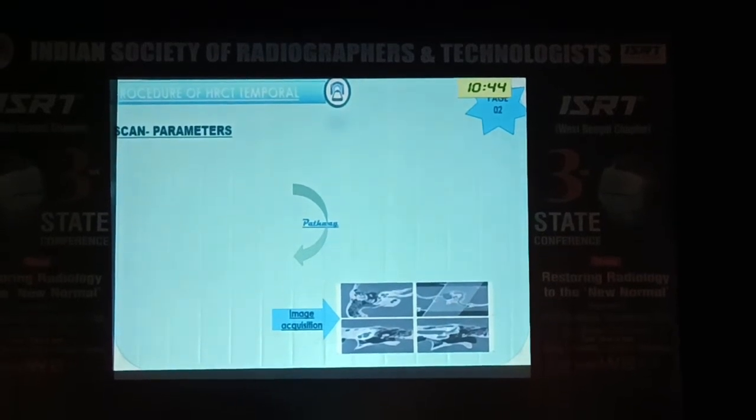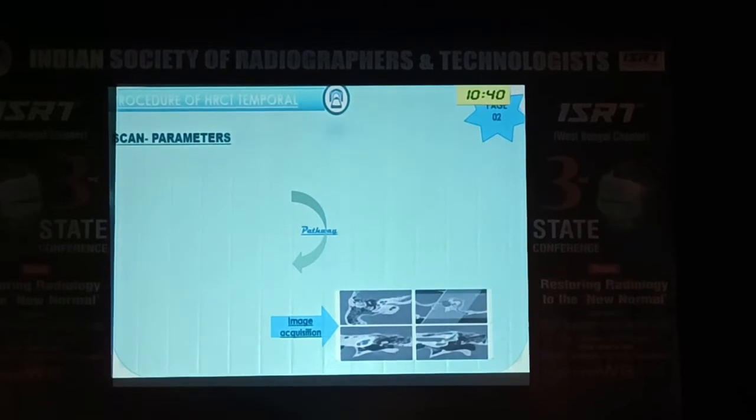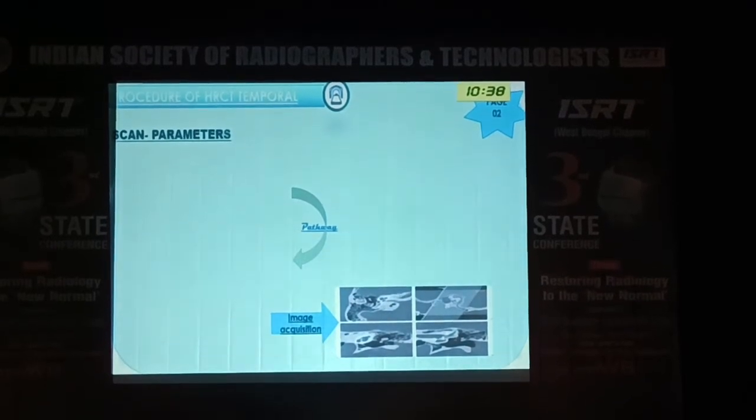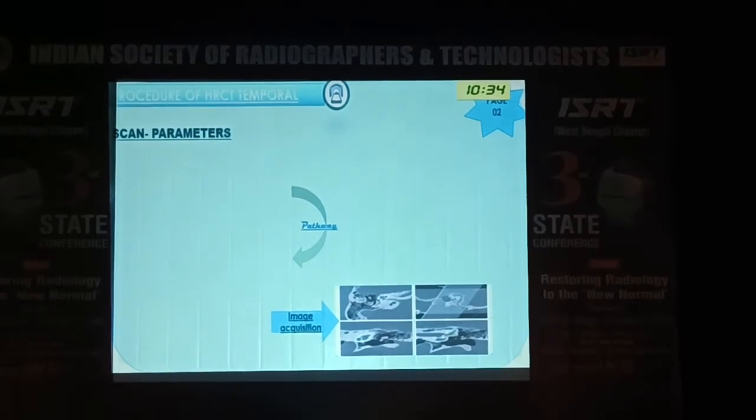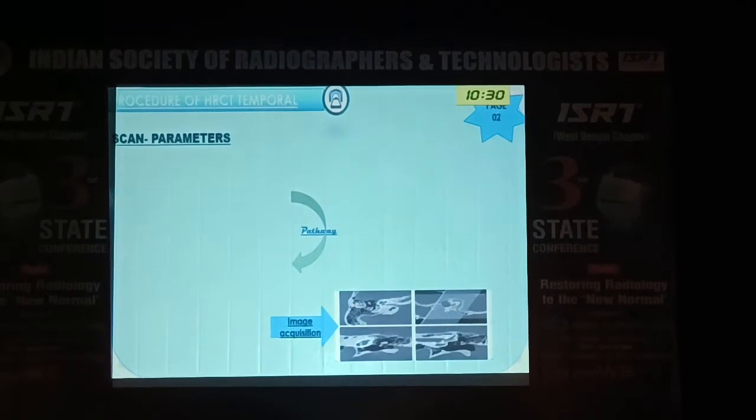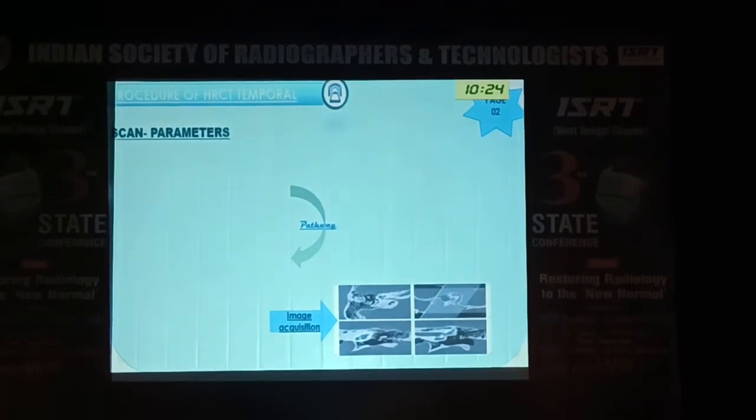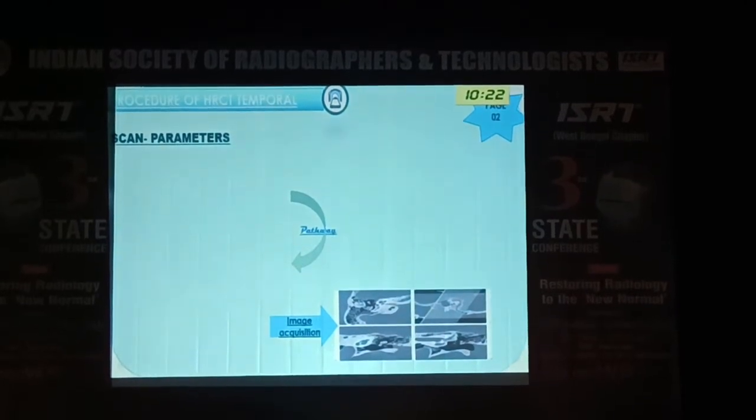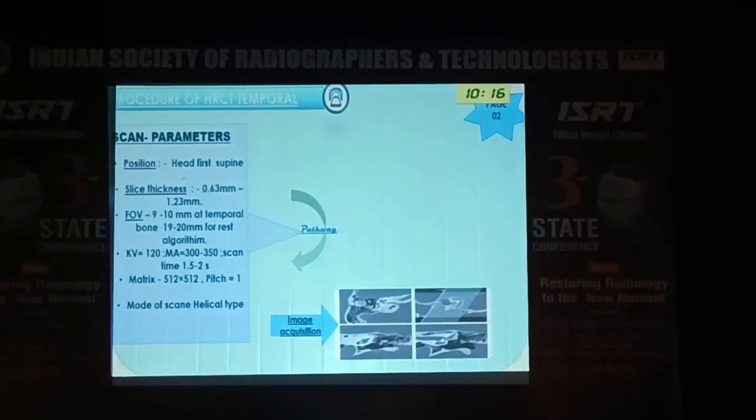But as we know, HRCT is a type of CT scan in which we use a low pitch value, so that more overlap is done on the same part. It creates a high resolution image. Pitch is defined as the table movement relative to the thickness of the collimated X-ray beam. The lower pitch will increase the scan time, but it will give a better output, high resolution. So these are the scan parameters.